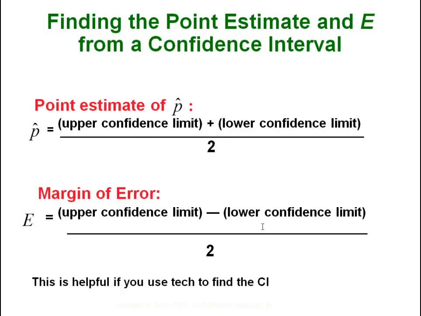We've talked about this informally, that if we're given a confidence interval and we want to find p hat, we can just average the two numbers. That's what it is, upper limit plus lower limit divided by 2. And if we need to find the margin of error, it's just the difference of the two numbers divided by 2. And that's it, guys.